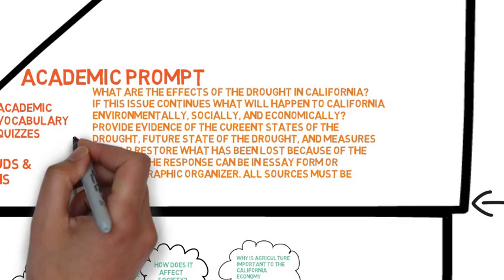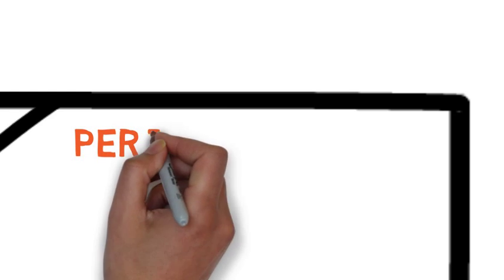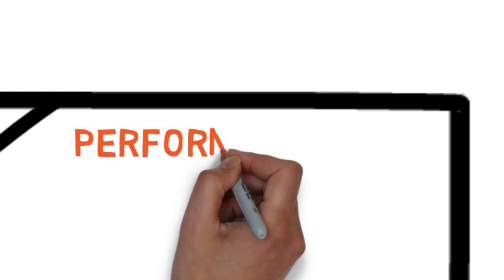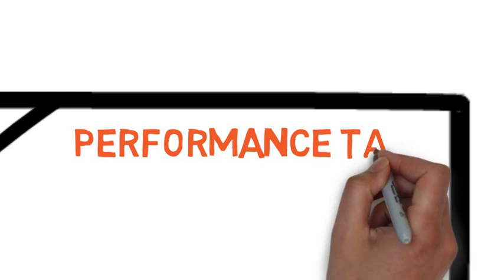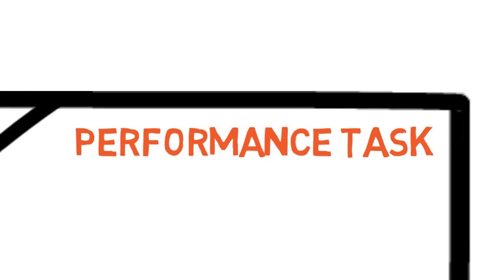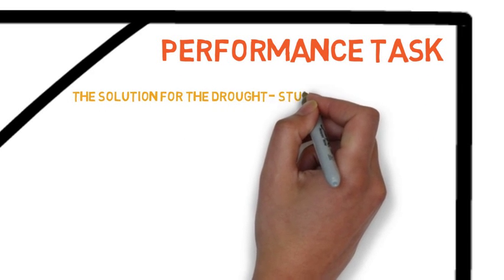And lastly, a performance task. This will be the development of a project that tackles a larger issue that agriculture is facing within the California economy. The solution to the drought.